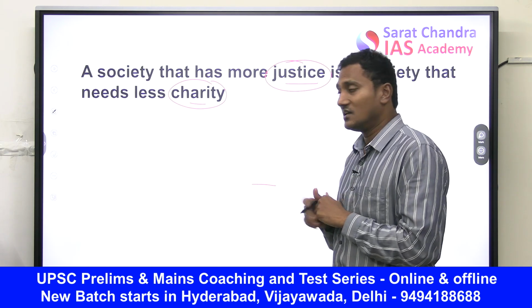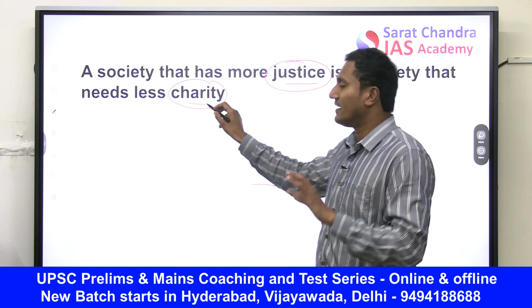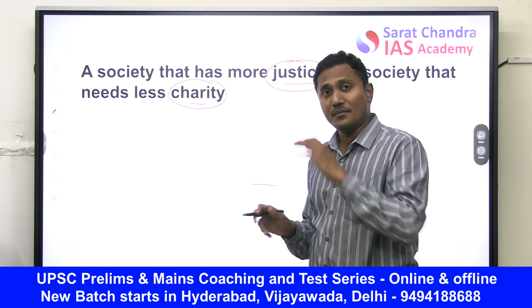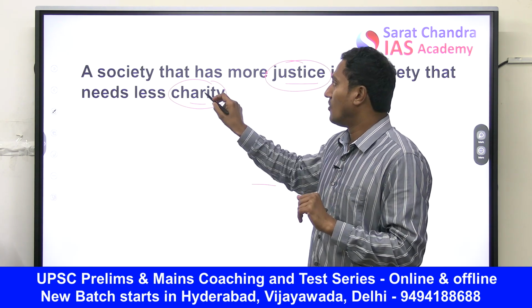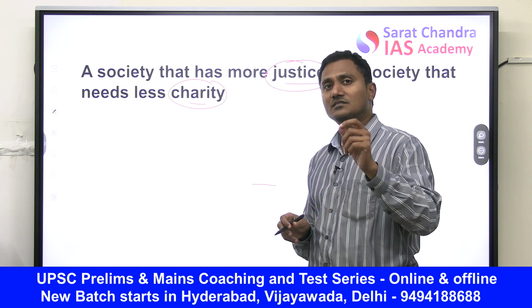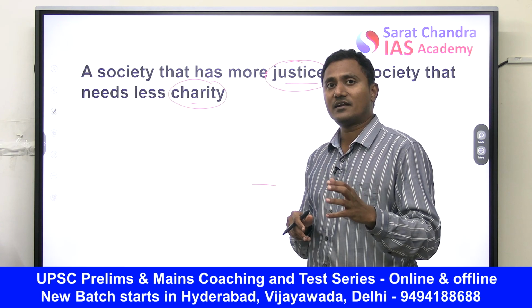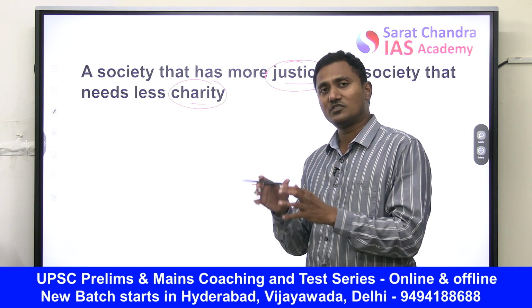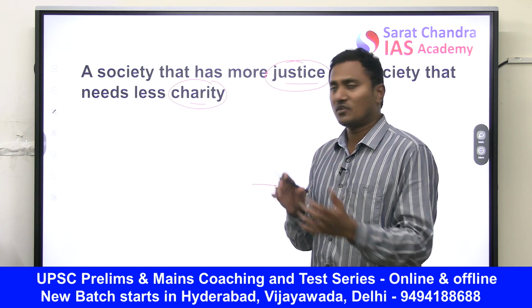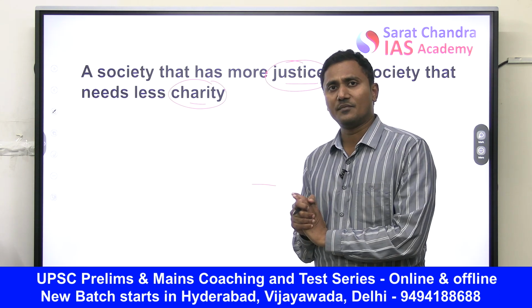One more dimension is that even if justice is there, charity is important. You cannot completely eliminate charity. Then explain what factors help a society in having better charity, or what factors make people in a society do less charity. Like that, try to discuss different dimensions of the essay.